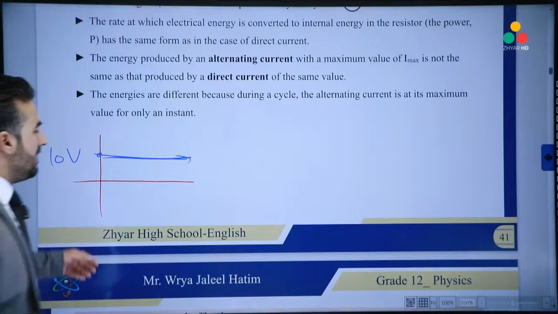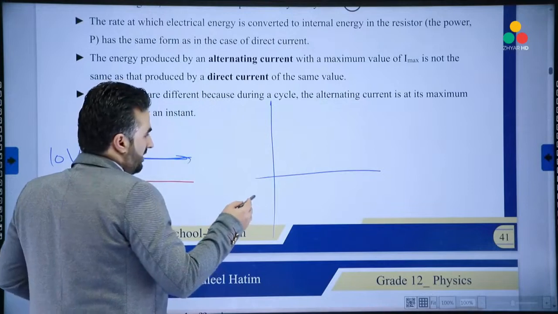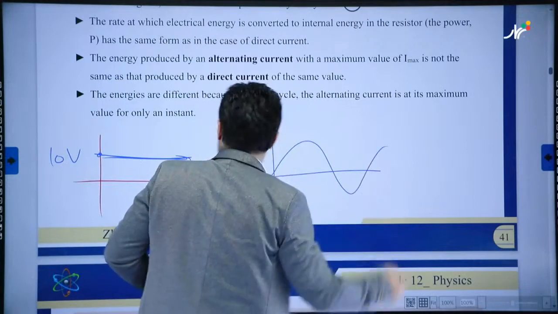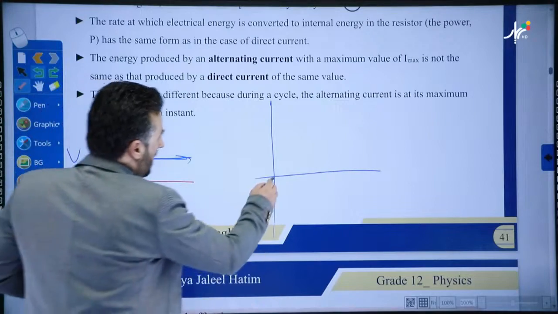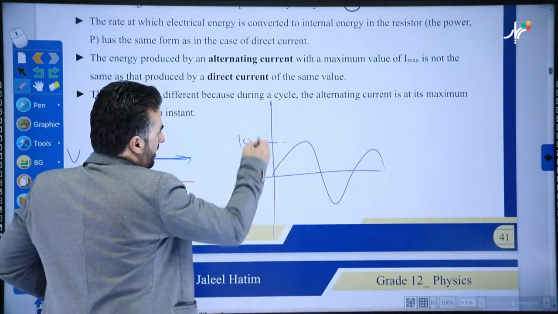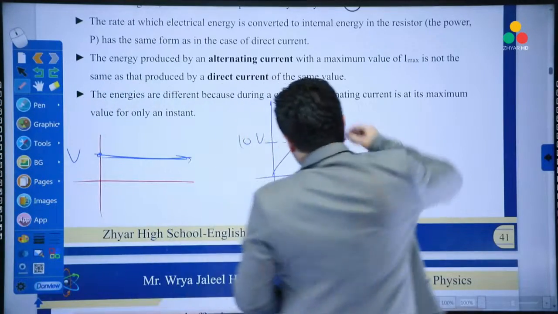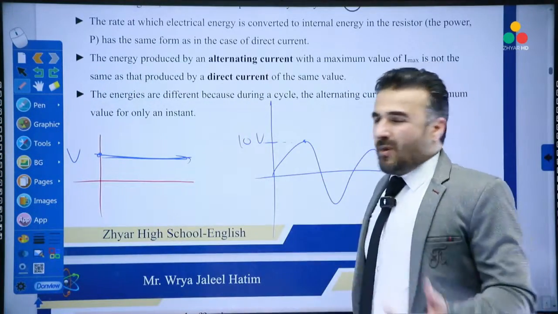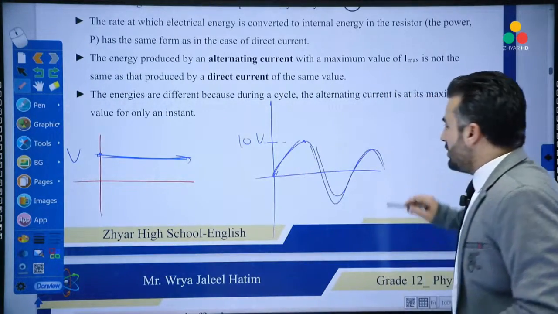All right, and of course, what if it is AC, for example? If the AC is 10 volts, or we can switch this with 10 amperes if you want. Remember, this is only, for example, 10 amperes or 10 volts, and only for an instant, only when it is at maximum. Of course, you can see that these ranges are going to change right here.